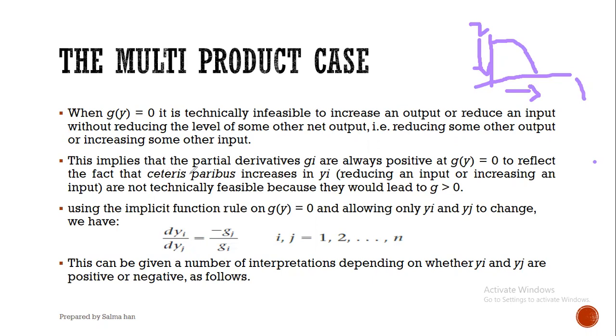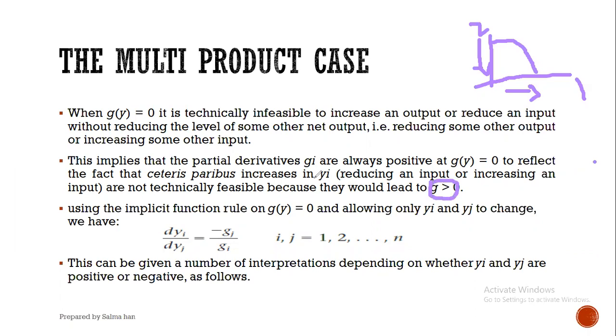Therefore, this implies that the partial derivatives gi are always positive at g(y) equal to 0. That is the first order condition or necessary condition which we have studied in mathematical economics. The partial derivatives of this function gi, given the I number of inputs, are always positive at g(y) equal to 0, to reflect the fact that, ceteris paribus, by increasing the value of yi, reducing an input or increasing an input is not technically feasible because it would lead to this situation.